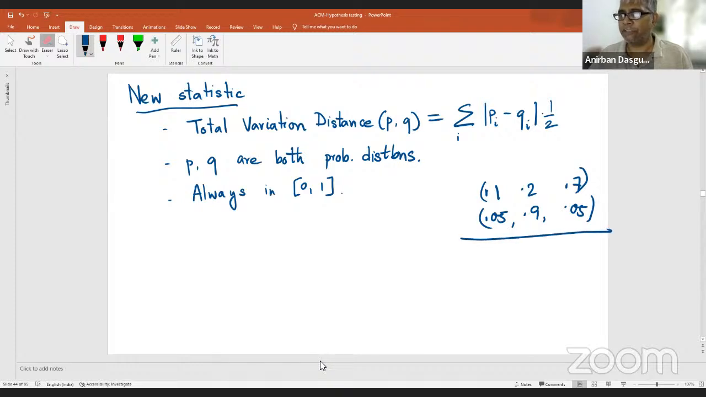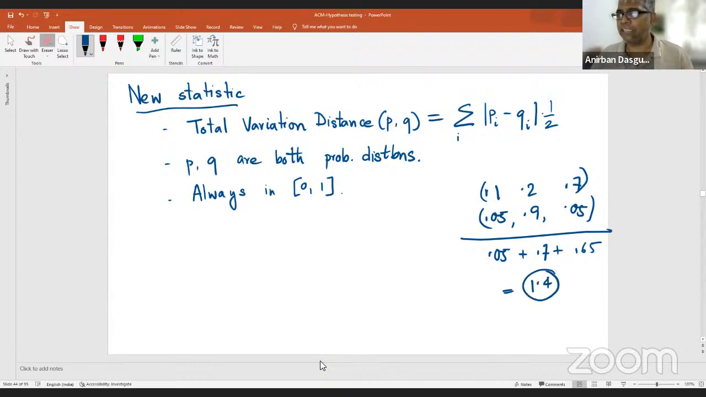You calculate the difference between the two. 1 minus 0.05 is 0.05. 0.2 minus 0.9 is 0.7. I'm taking the absolute values. 0.7, 0.05 is 0.65. You sum up these three, right? So that is 1.4.